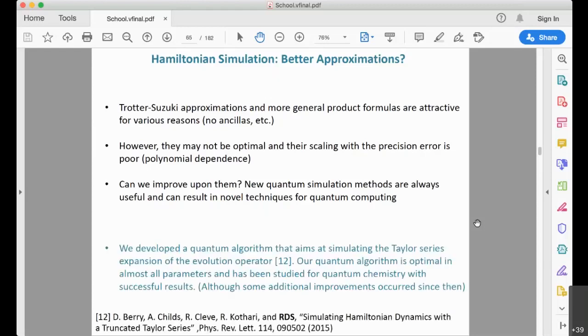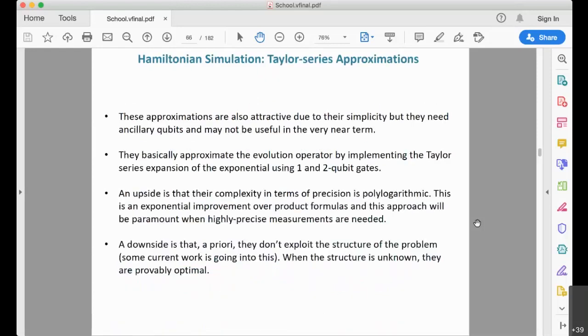Okay, thanks. All right, so let's move to the Taylor series approach. This is in our paper from 2015, if you want more details, and I will explain how that works. Is there another question?